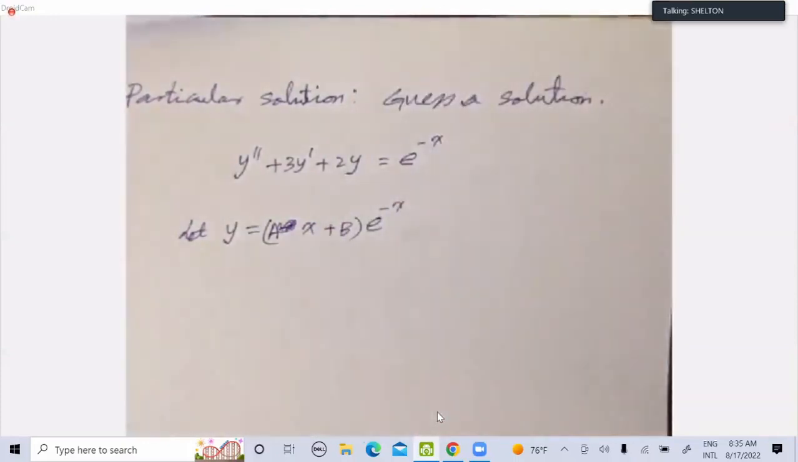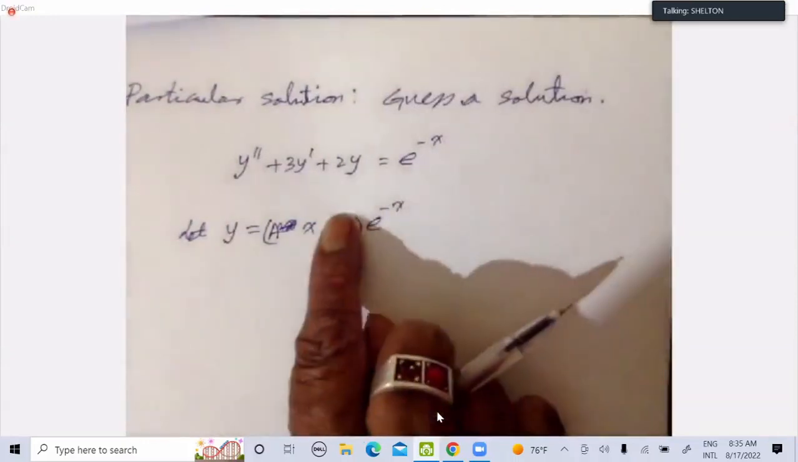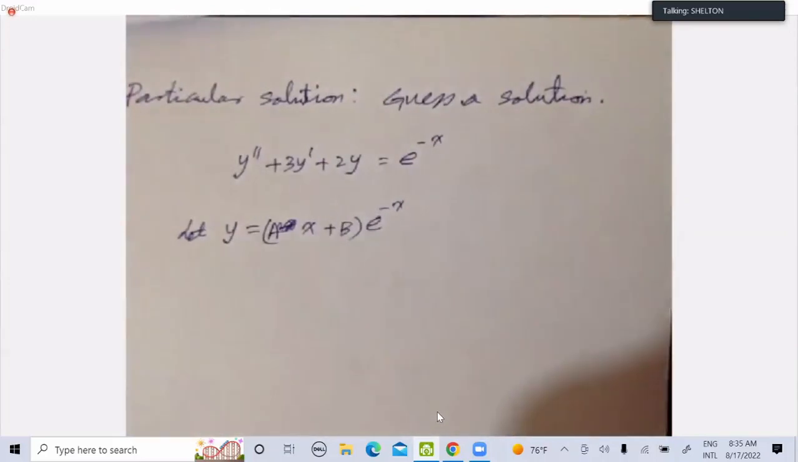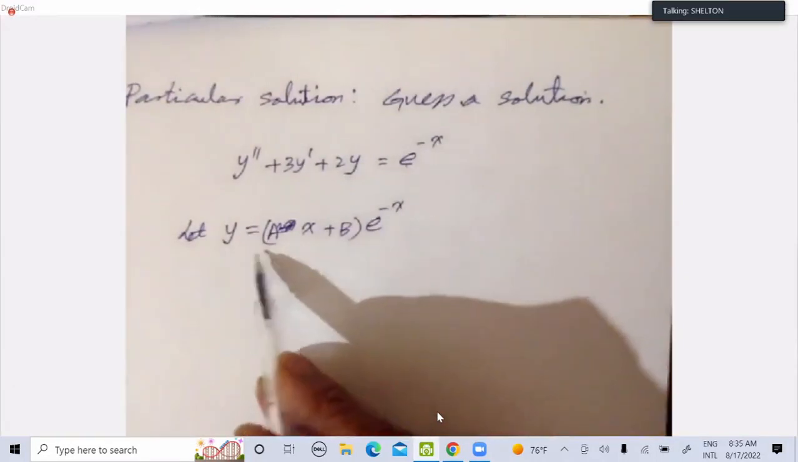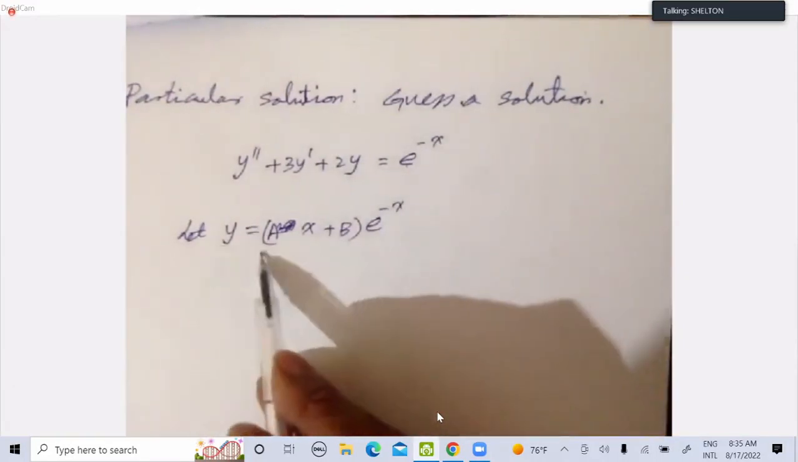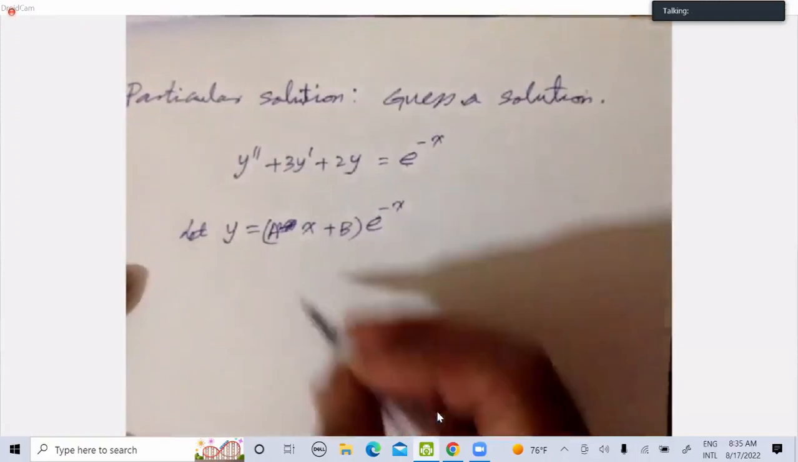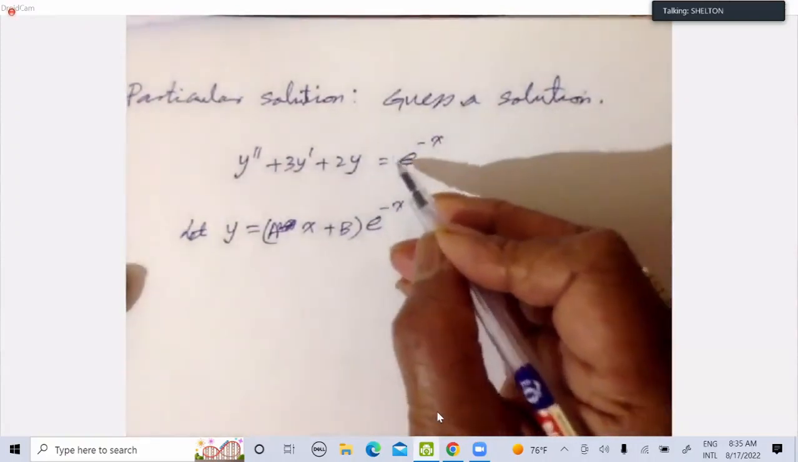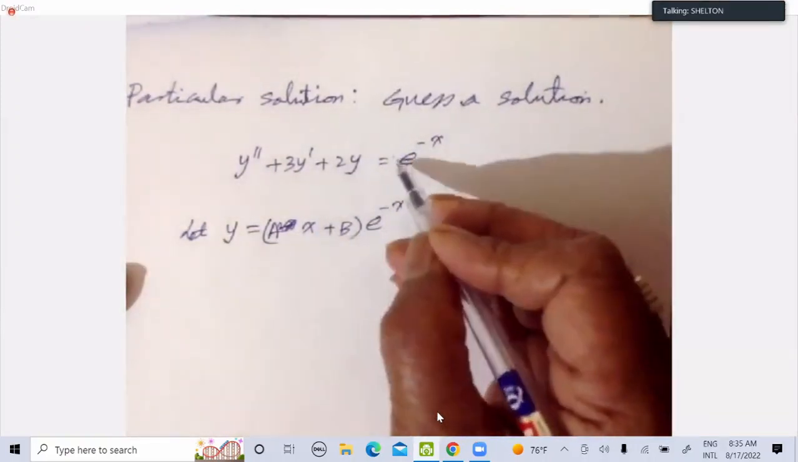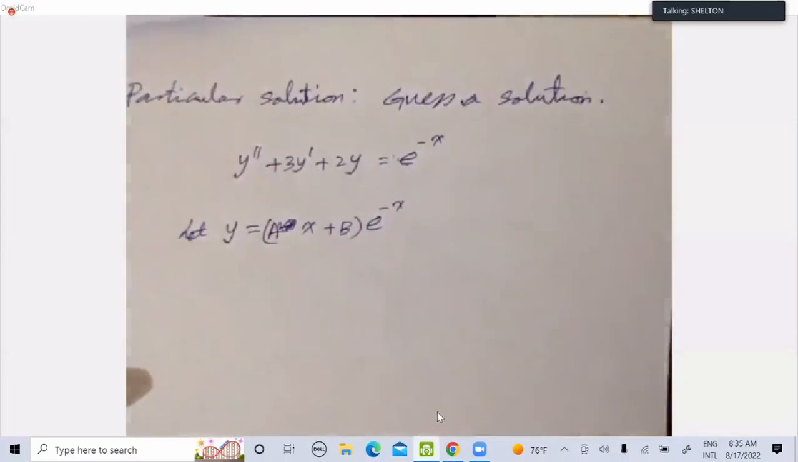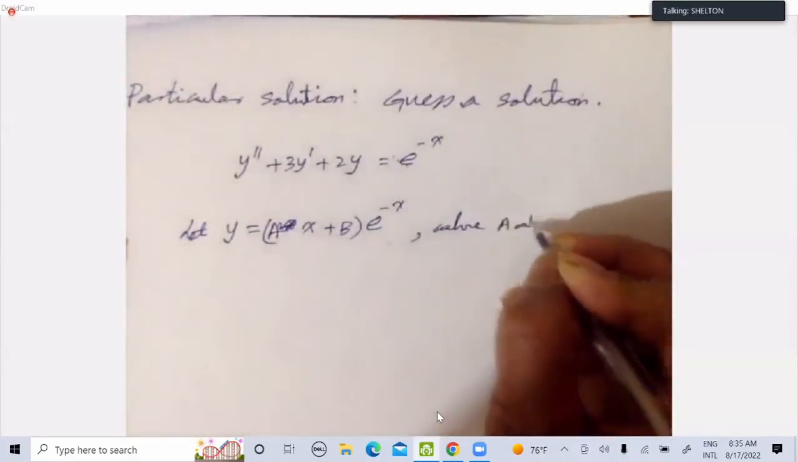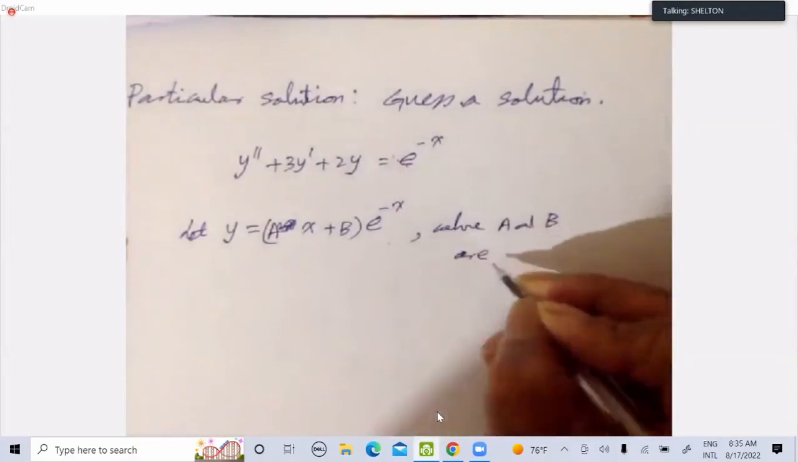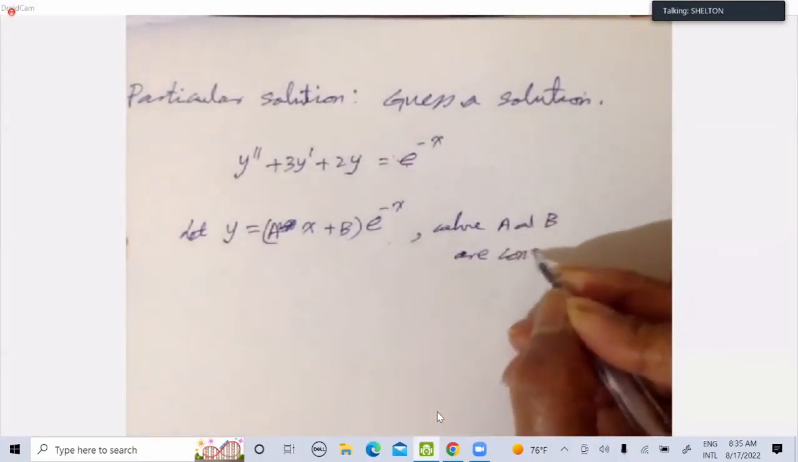Remember, even here for this one, ax would be enough. But ax plus b, if e to the minus x is there, the solution will look like this. So if it is 1 there, we put a linear one. If it is x there, we put a quadratic. Ax plus b, where a and b are constants.